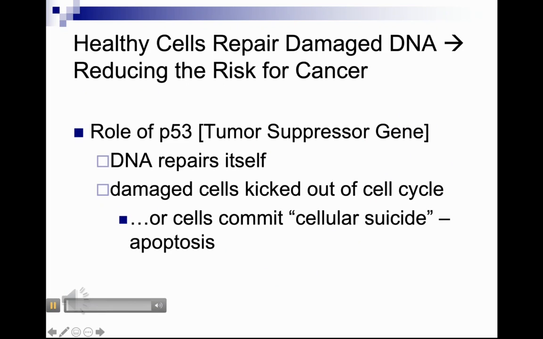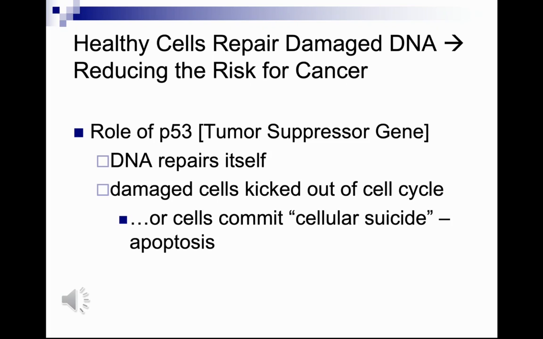It's so important that healthy cells repair damaged DNA. Remember, there's 3 replication errors per cycle. But healthy cells will repair damaged DNA, which reduces the risk for cancer. P53 is a tumor suppressor gene that's very important. P53 allows DNA to repair itself. P53, a healthy tumor suppressor gene, takes damaged cells and kicks them out of the cell cycle. Or P53 will tell damaged cells to commit cellular suicide, apoptosis.